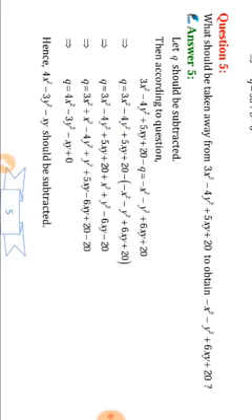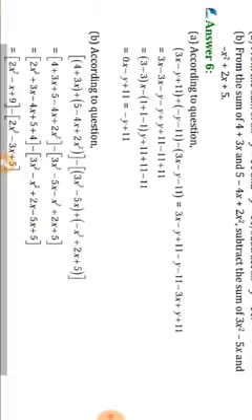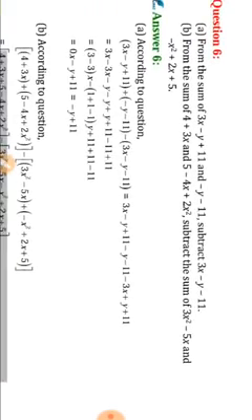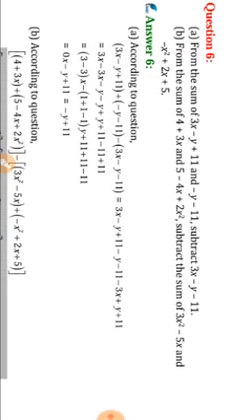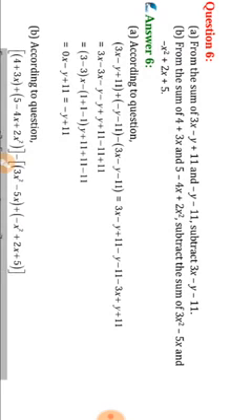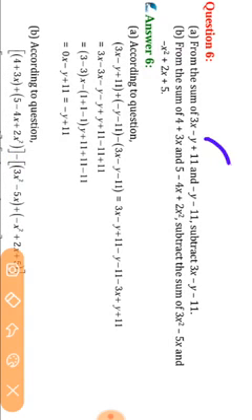Here also same thing. What should be taken away from 3x square minus 4y square plus 5x plus 20 to obtain? It is like the second question. Okay, sixth one also, from the sum. So from the sum means these two, subtract this one. So there is a subtraction. You can do it yourself or try it as homework.